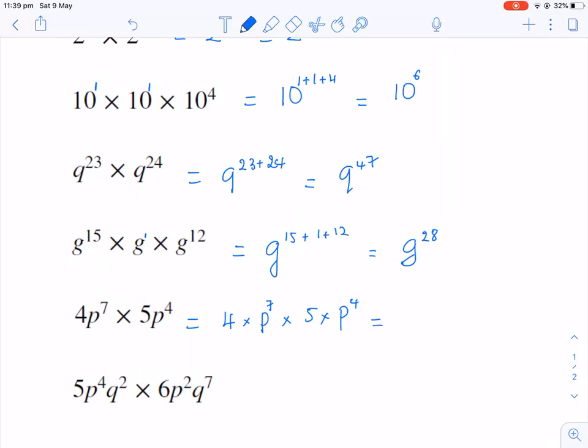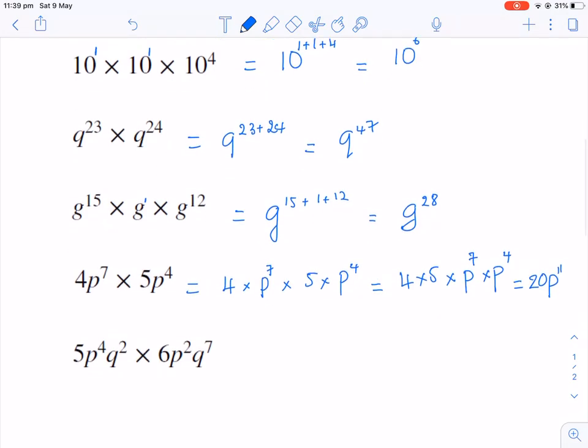So I can rearrange because A times B equals B times A. In this case, I can rearrange numbers close to numbers and letters close to letters. So it equals 4 times 5 times P to the power 7 times P to the power 4. And you can see here, 4 times 5 is 20 and P to the power 7 times P to the power 4, using the first index law, you will have P to the power of 11. So your final answer is 20 P to the power 11.